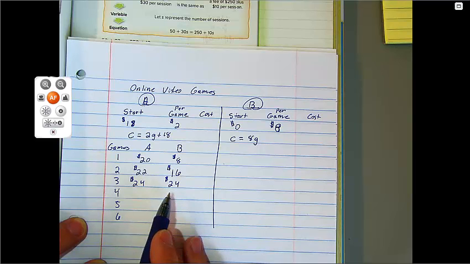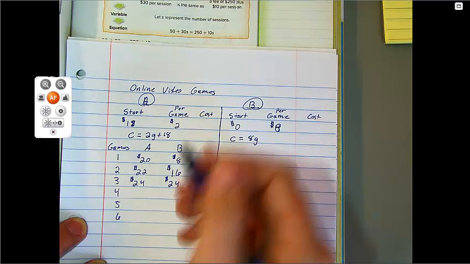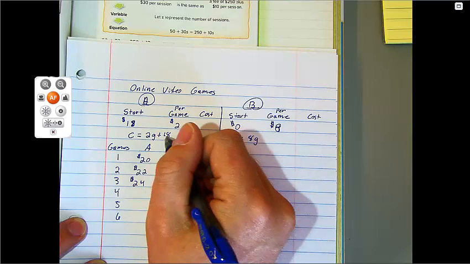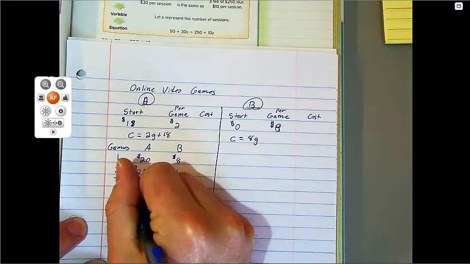Okay? But what about at 4? So 2 times 4 is 8, plus 18. There it's 26.